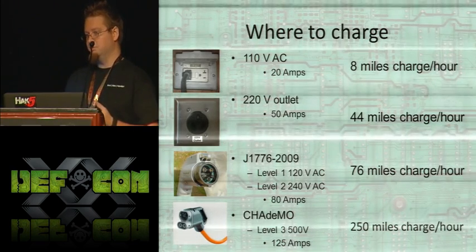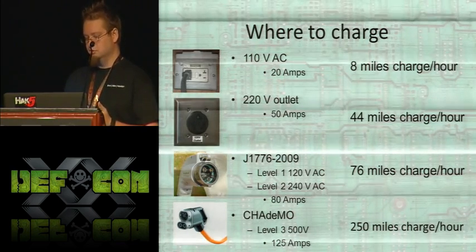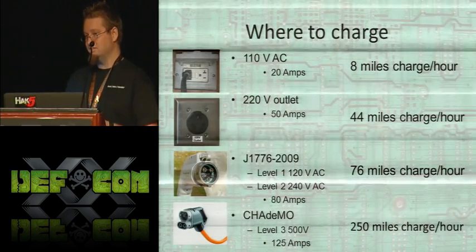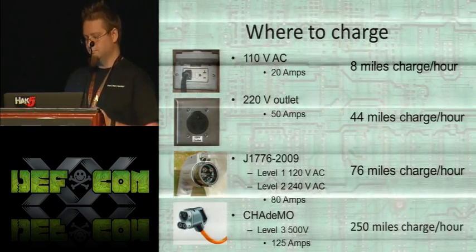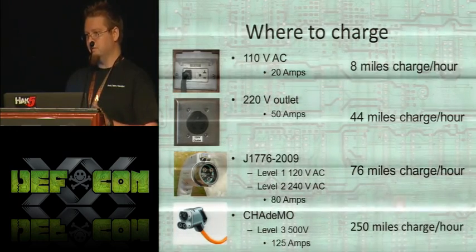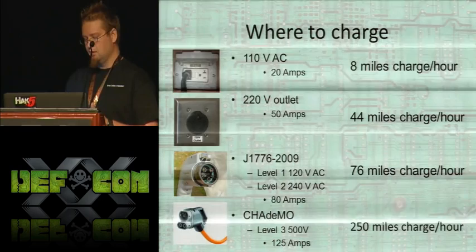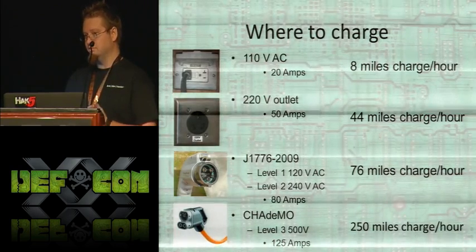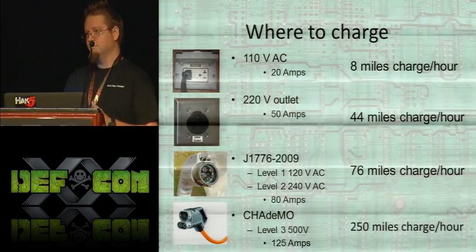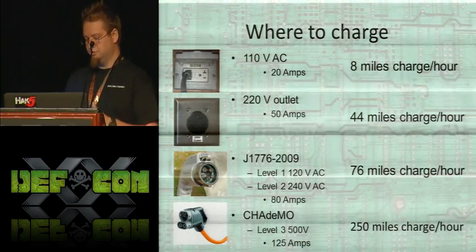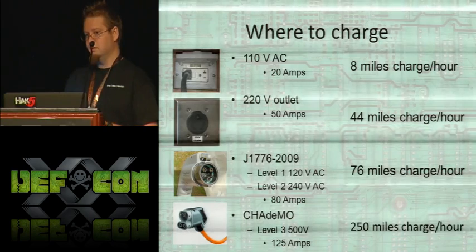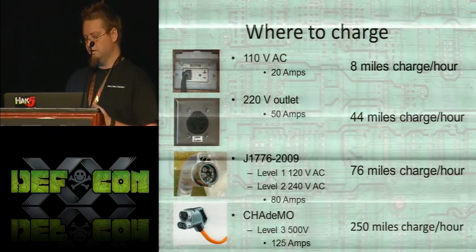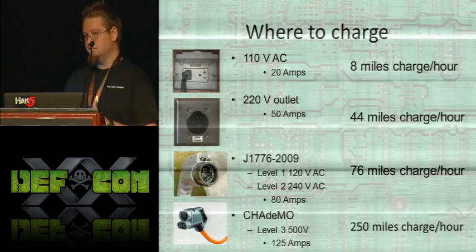If you want to do public charging, you're going to need an adapter. So no one's decided on an official standard. The US uses the J1776, but there's still some arguments over how to do that. Obviously, you can get a lot more power out of these, up to 76 miles of charge per hour. The standard used by Japan is CHAdeMO, and they've got a lot of these going in the US. These are called level 3 chargers, and they can give you up to 250 miles of charge in an hour.